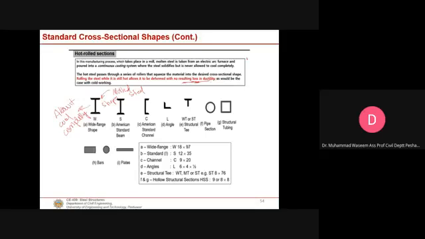What are the shapes of hot roll sections? We have already discussed them. We have wide flange, American beam, channels, angles, wide flange T, beam T, pipe, and structural tubing. The nomenclature of these sections is also mentioned on this slide. So these are hot roll sections, and we will be using hot roll sections for the design of our structural steel members.